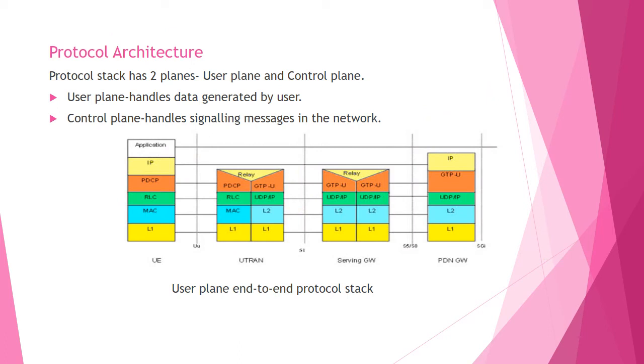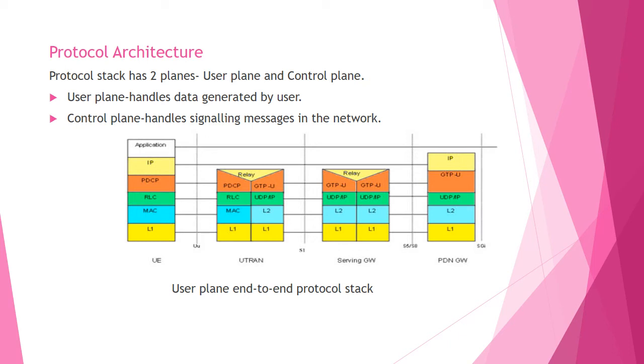In the protocol architecture, the protocol stack has two planes: the user plane and the control plane. The user plane handles the data generated by the user, and the control plane handles the signaling messages in the network. The diagram depicts the user plane end-to-end protocol stack.